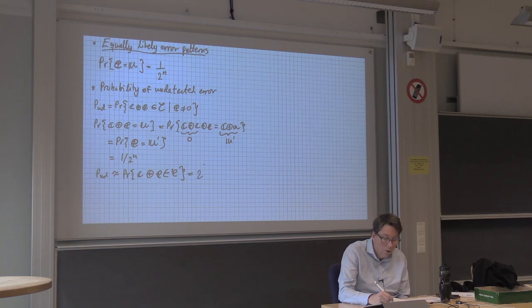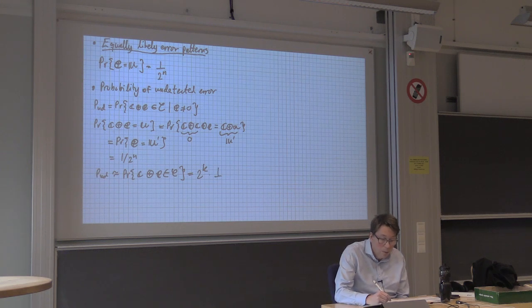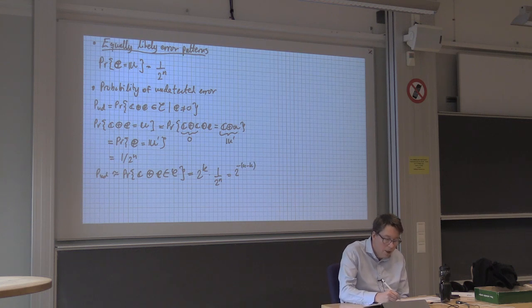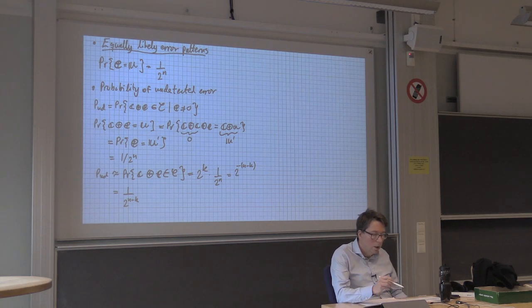So we have 2 to the power of k possibilities of code words, and the probability that E is equal to one of these code words is the same. So we have 2 to the power of k divided by 2 to the power of n. Okay. So this is the probability of undetected error. Or we can write this also as 2 to the power of negative (n minus k) like this. It's all the same.